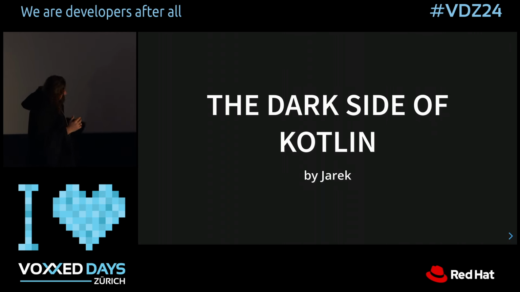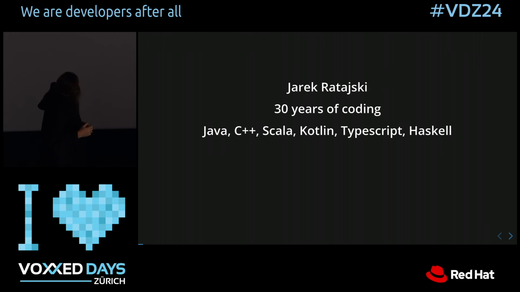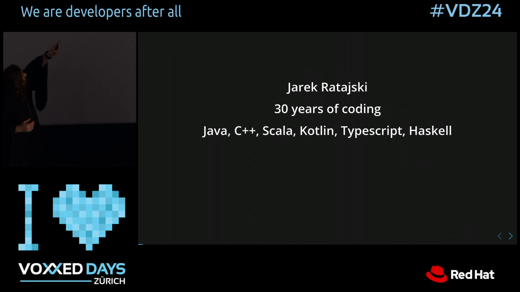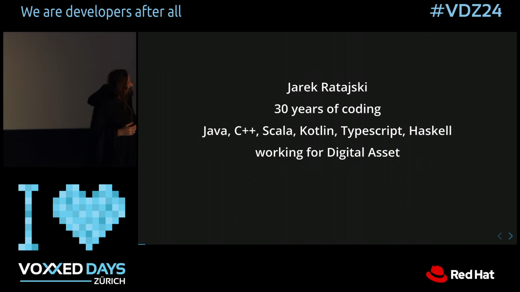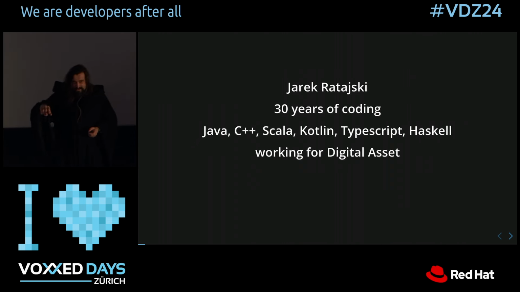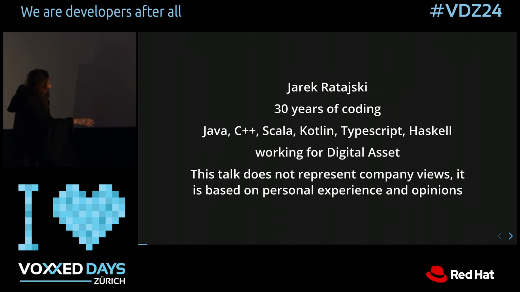So, about me a little bit. Jarek Ratajski, I've been coding for a big part of my life. I've forgotten the times when I wasn't coding. My Pokemons include Java, C++, Scala, Kotlin, TypeScript, and Haskell. Currently, I work for a company called Digital Hassle where I mostly work with Scala. That's why I recently love Kotlin more sometimes, but honestly, I still love Scala. But if you don't touch something for a while, it becomes a nice memory from childhood or something like that.